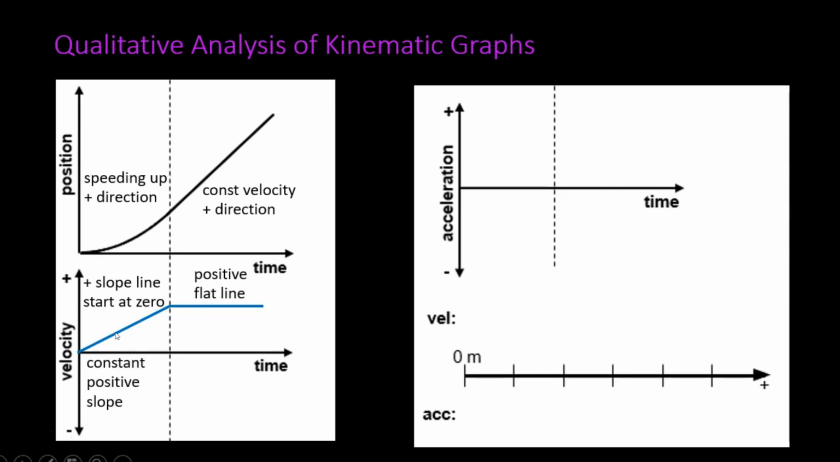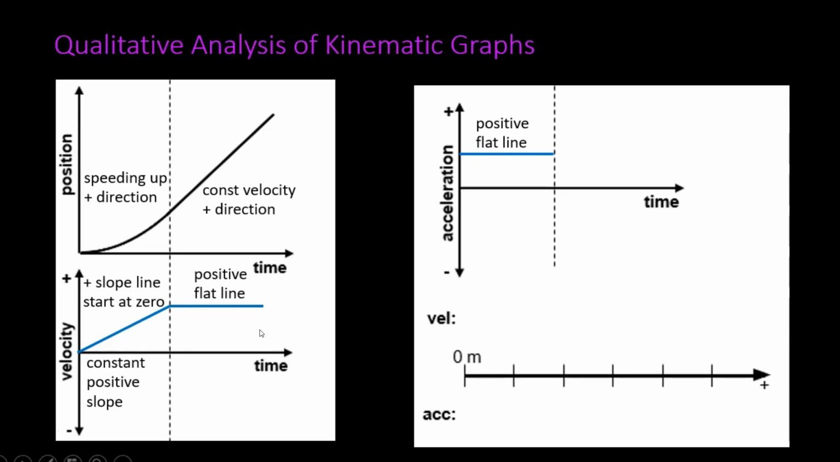Now, to move on to the acceleration time graph, we need to look at the slope of our velocity lines, because remember, the slope of the velocity lines tells us the acceleration. So if we look at the slope of this line, we know that it's a constant slope and that it's in the positive region. That means that we are going to have a flat line in the positive region. So we go ahead and draw our flat line in the positive acceleration region.